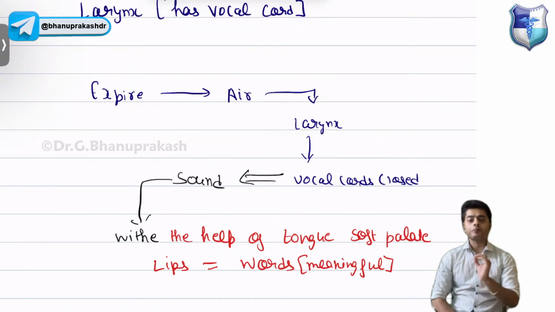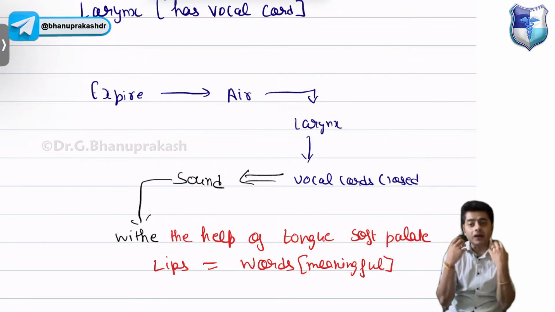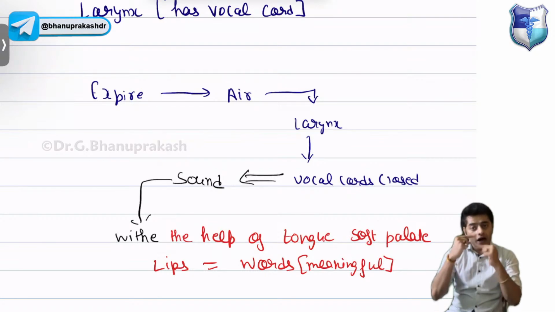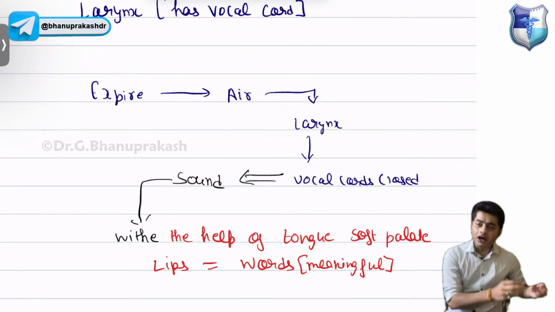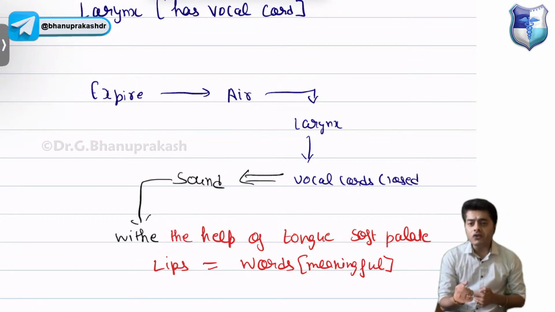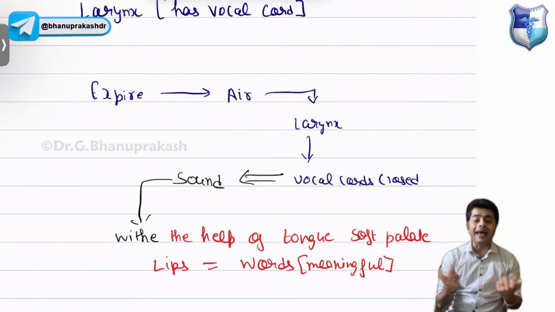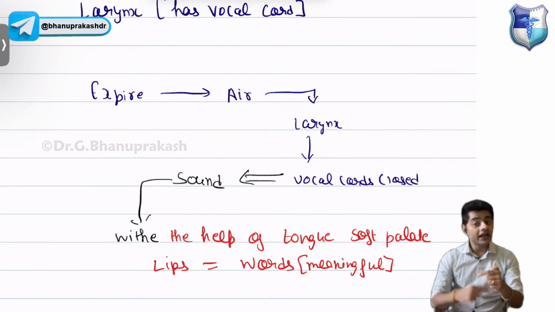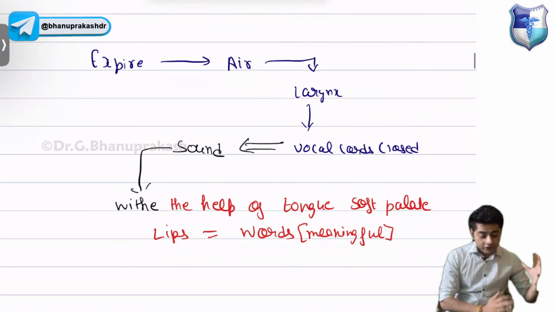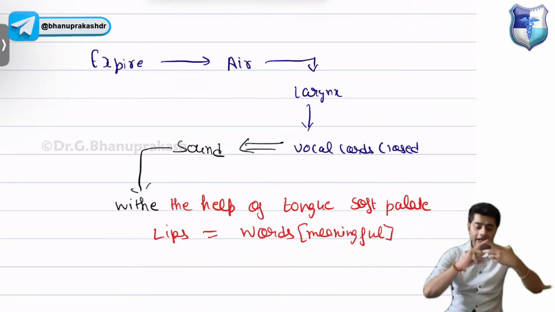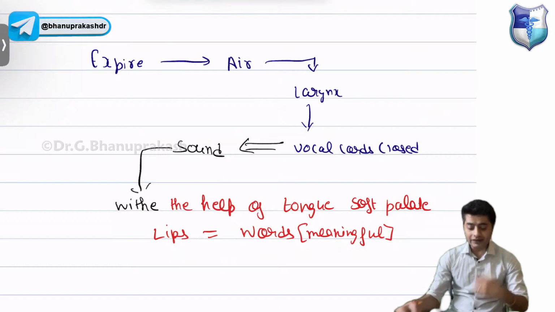Suppose I am saying larynx. I am using my tongue, my lips, all. So I am converting my sound into a meaningful word. But a small boy, a 1 year kid, can't produce meaningful words. He only produces sound. He doesn't produce words because he can't use his tongue and soft palate in a proper manner.